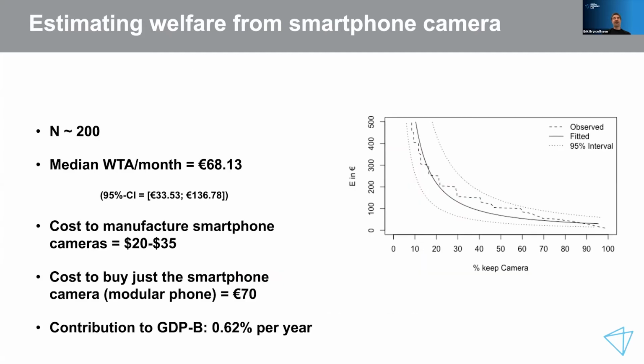The numbers were staggering. This is a group of students in the Netherlands, and we had to pay them about 60 to 70 euros in order to get them to agree to go without a camera for a month, which is remarkable when you think that the cost of manufacturing the smartphone cameras is about $20 to $30. So there's a huge value that they're putting on it. And by itself, this access to these cameras would imply a significant contribution to the benefits of GDP over time.